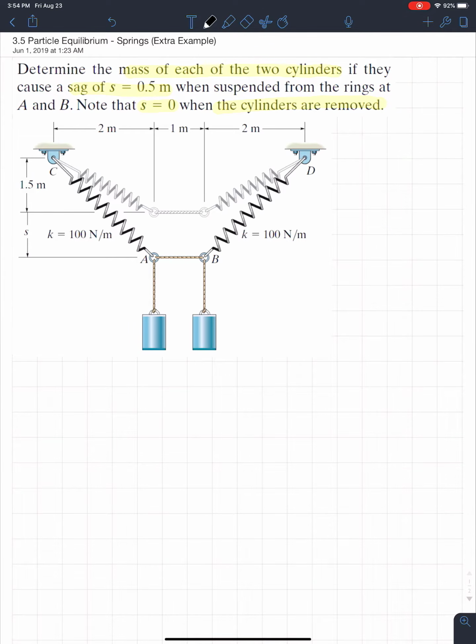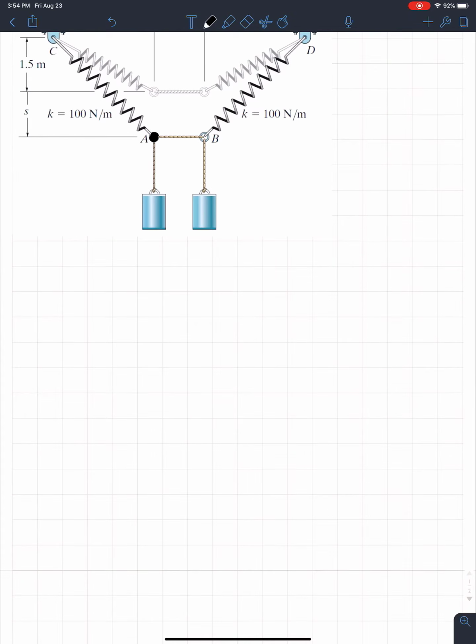So the first thing I want to do is draw a free body diagram at point A, because like I said, we're only going to analyze one of the sides. So that's going to be our point A. So what I'm going to do is draw a point A here.